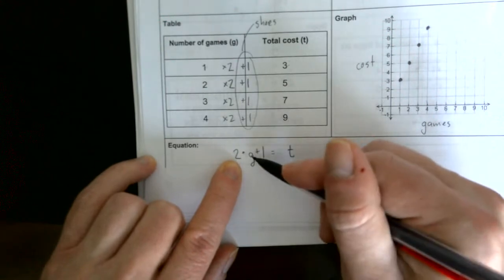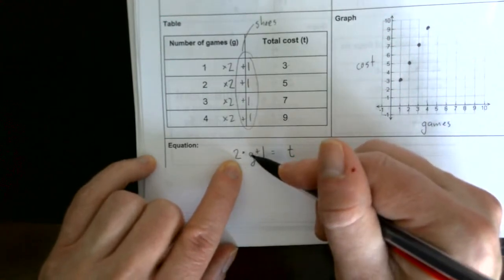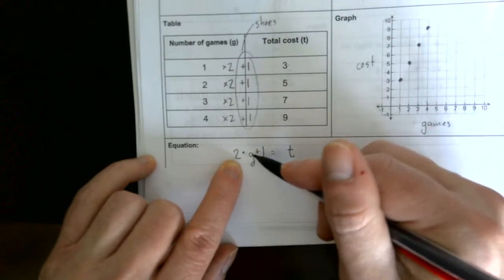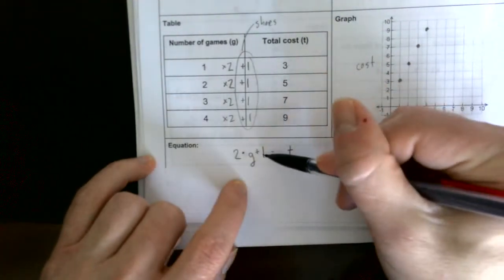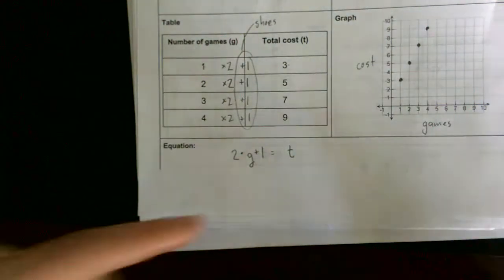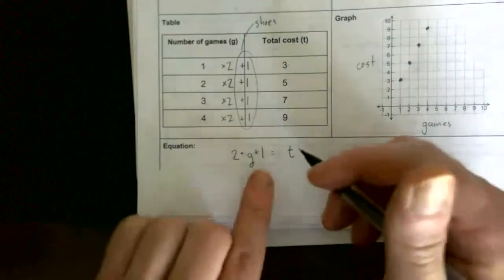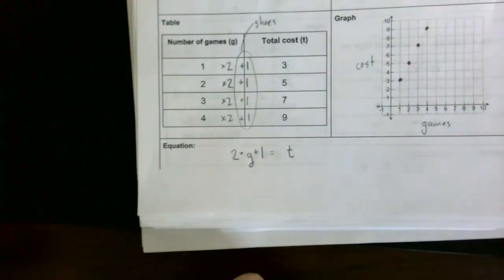So let's say we play 5 games. We would do 2 times 5. That would give us $10. But you also have to rent the shoes. So $10 plus 1 would give you 11. Now, this 1 is by itself because you only have to buy the shoes once. So if you play a different number of games, that's going to change the cost. Any amount of games you play, though, you're still going to have to pay the $1 for the shoe rental.